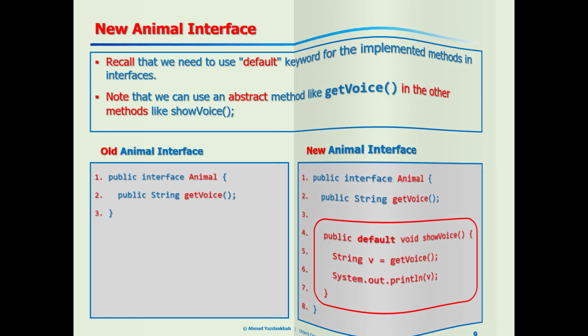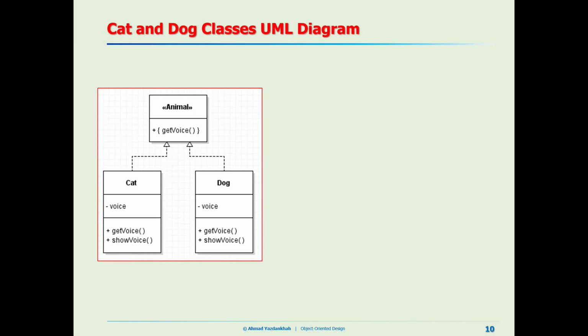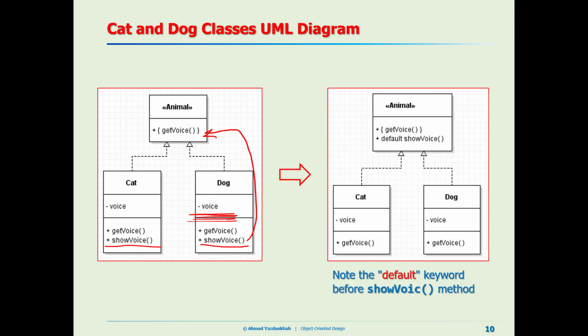cool. Let's get back to the UML diagram one more time and see what happened. We had a public show voice here, and they didn't have any dependency to the instance variables, right? And we factor them out and put it in the interface like this. Look at this default. It shows that it is an implemented method, and these curly brackets show that this guy is an abstract and unimplemented method.